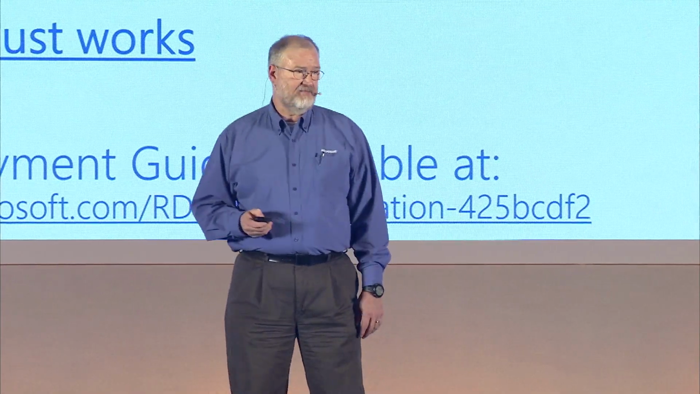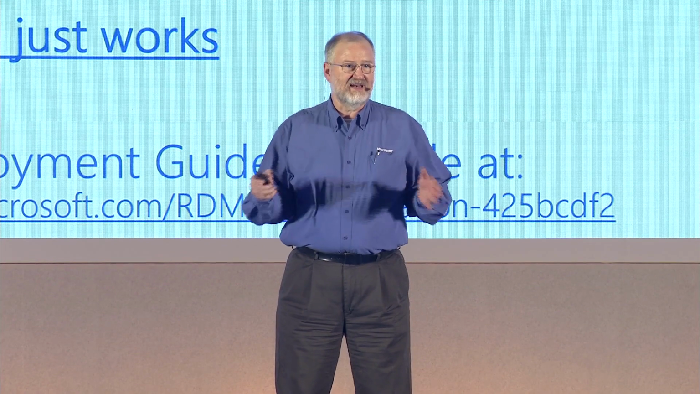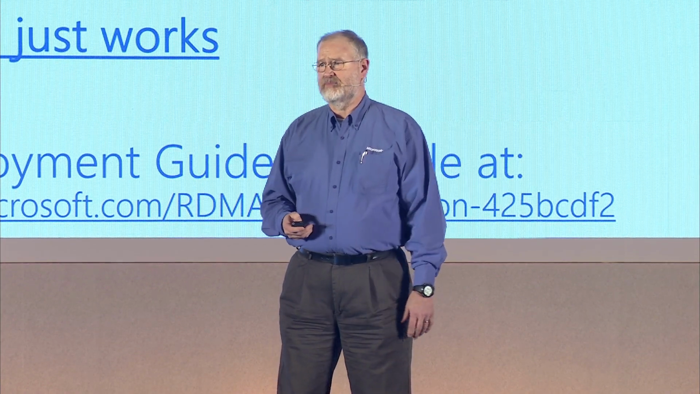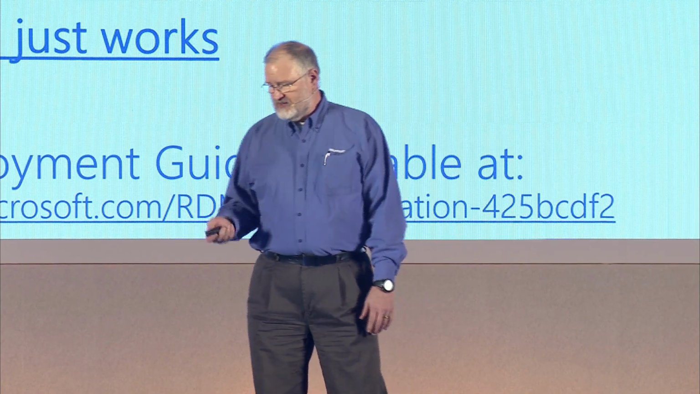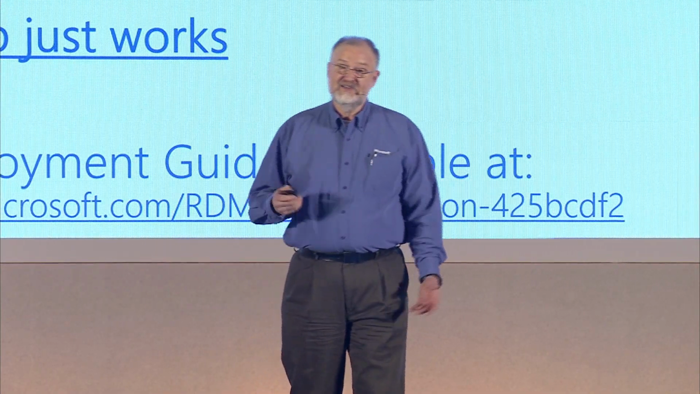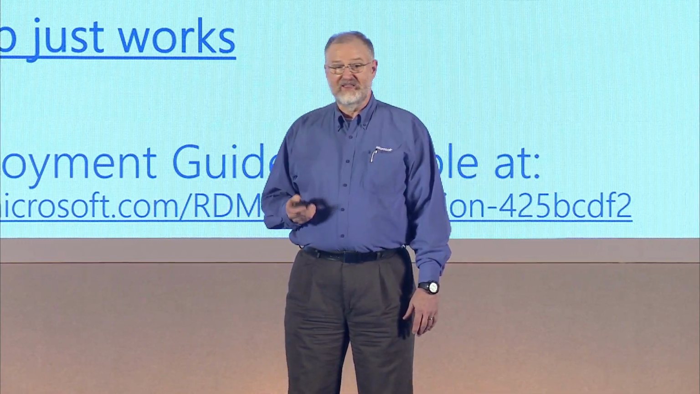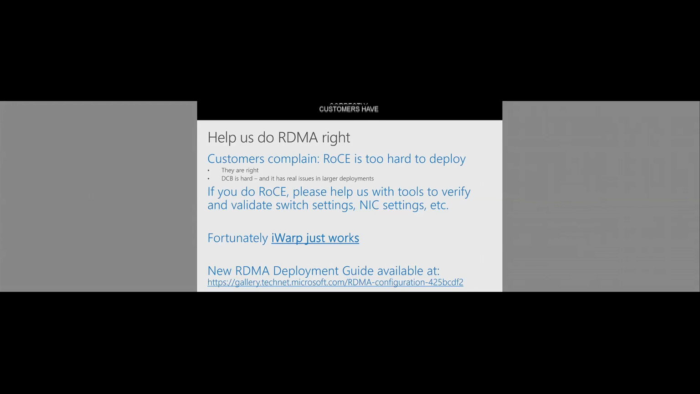But it's hard. Because DCB, that technology I talked about earlier, that multi-lane highway, it's very hard to get it set up correctly. So customers have problems. Fortunately, iWarp just works. So right now we kind of like iWarp because it has a lot less customer issues than RoCE does. So if you're thinking about what direction to go in, talk to us. There is a new RDMA deployment guide available at the link here on the screen. I know you get a copy of the slides later and you can go and look at it and try it out.